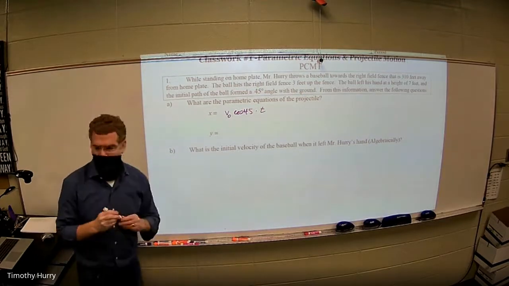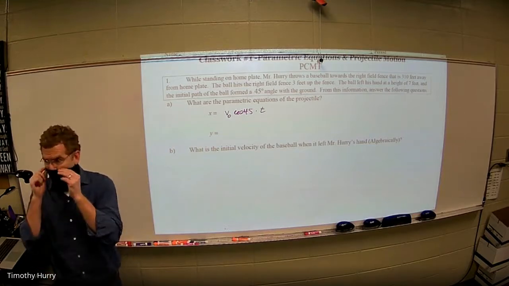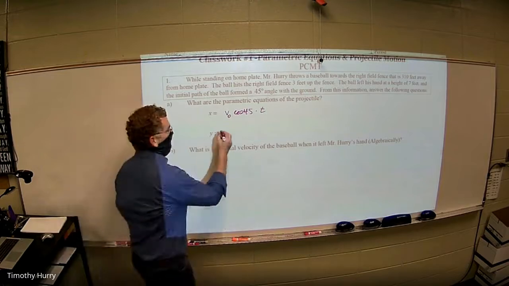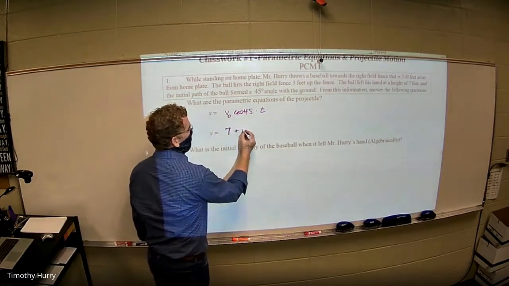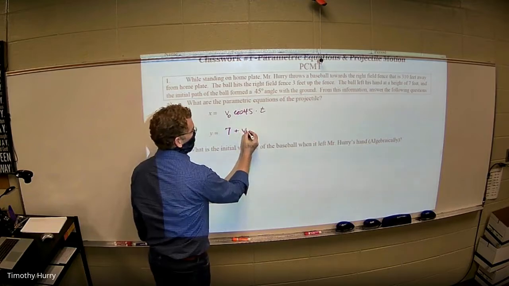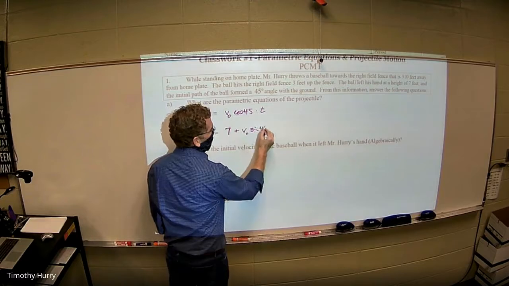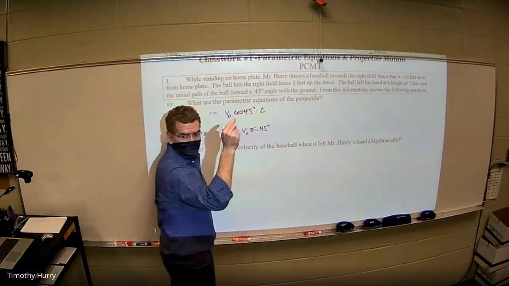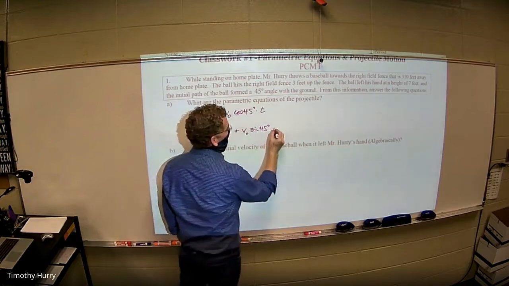Okay, now what do I know about the y equation? Okay, so the initial height, I threw it from an initial height of 7 feet. So there's the 7. Then plus initial velocity again times the sine of 45 degrees times time. And that's a big thing people forget a lot.